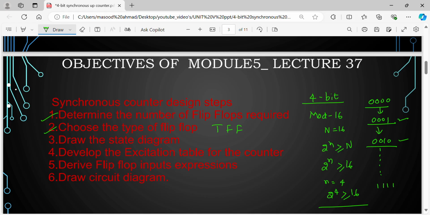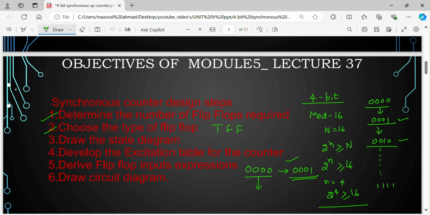Then we will look at the excitation table, how it has to be excited. That means what input should be given. The excitation table is something like this. From 0 0 0 0, the current state, in the memory it is 0 0 0 0. Now this memory has to be updated to 0 0 0 1. How will it get updated? If you give an appropriate input, it will get updated. That is exactly what we are trying to find out.